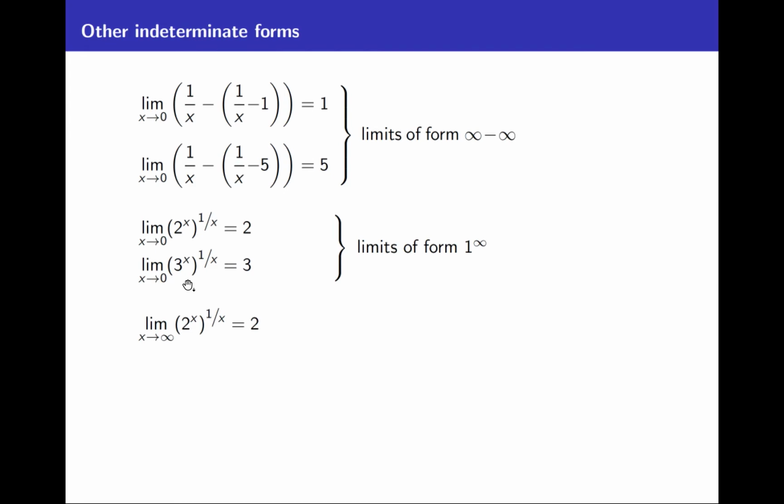Playing around with these two problems, let's change it so instead of x approaching 0, x is approaching infinity. Look at the limit as x goes to infinity of 2 to the x to the power of 1 over x. For exactly the same reason as above, this limit is equal to 2, because it doesn't matter what x is. 2 to the x to the power of 1 over x equals 2 to the power of 1. The limit is 2. And replacing that base with 3, same result. The limit as x goes to infinity of 3 to the x to the power of 1 over x equals 3.